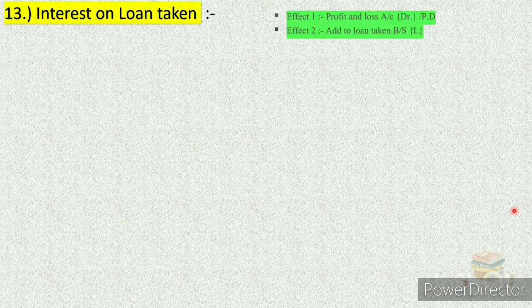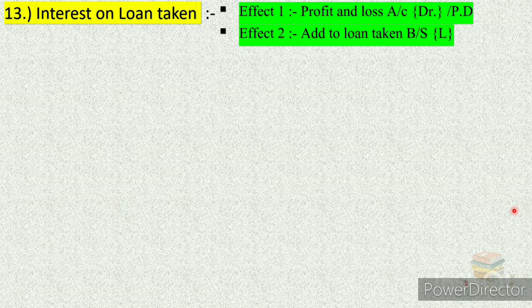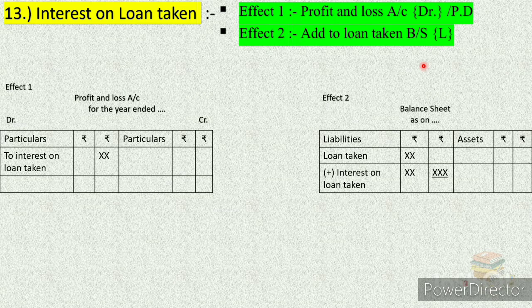13th adjustment, interest on loan taken. Here also it has two effects: the profit and loss account debit side, and the second effect is to be added to loan taken in the balance sheet liability side. Here is the tabular view. First effect, profit and loss account for the year ended, debit side, to interest on loan taken, writing the amount in the outer column. Second effect, balance sheet liability side, adding to the loan taken and writing the total in the outer column.